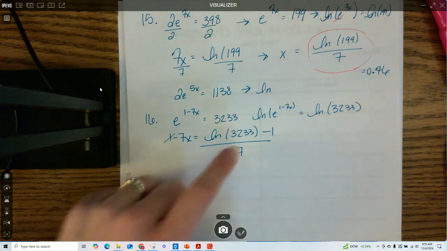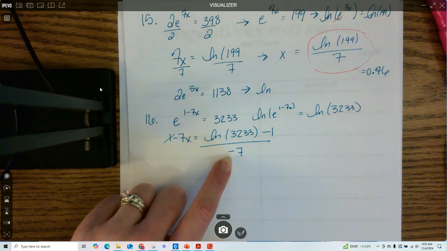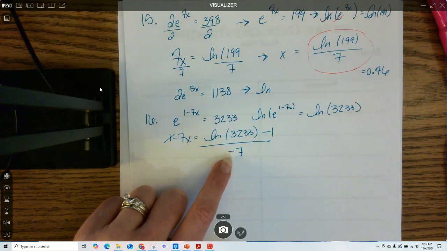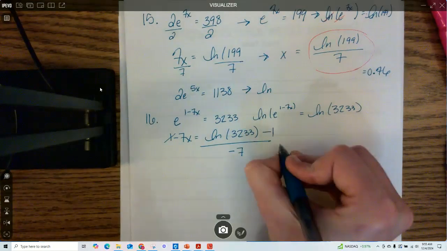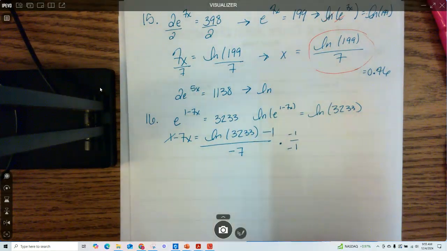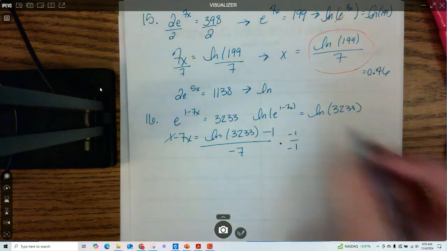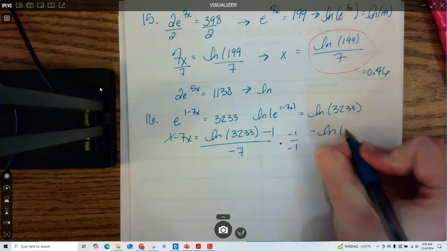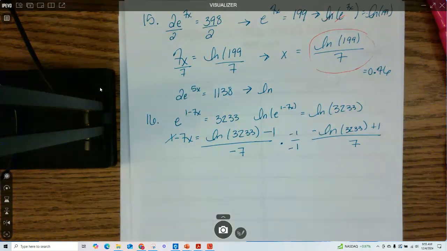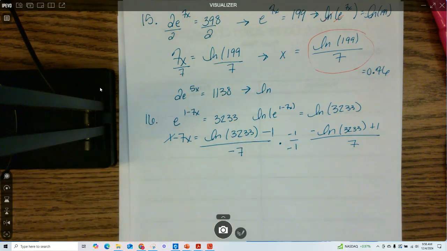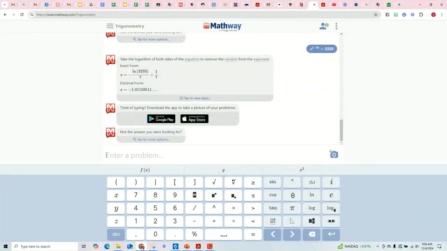One of the weird things I've been taught or seen over the years is that you never put the negative on the bottom of a fraction. That may just be an individual quirk. So what you could do is multiply this whole thing by negative 1 over negative 1, which would change the sign of the top. It would make it negative natural log 3233 plus 1, and then you get a positive 7 on the bottom. That may just be a personal quirk of one of the teachers I had. If it'll take this, then be good with it. Decimal as well, it'd probably take both. Negative 1.01.